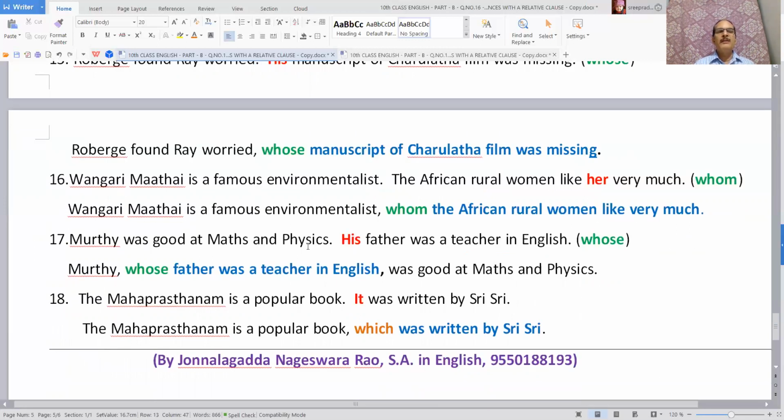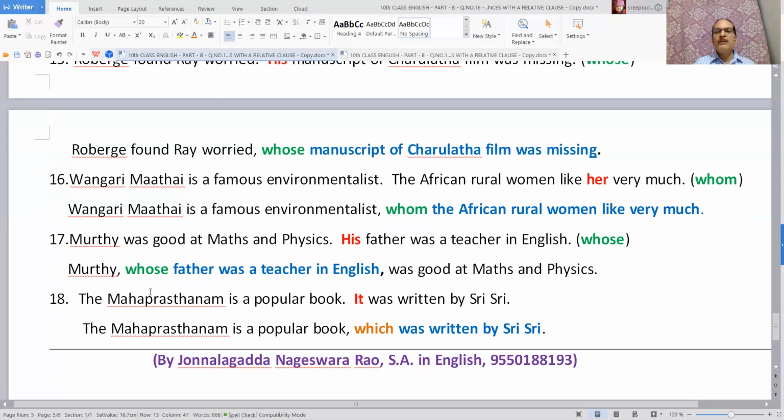Murthy was good at maths and physics. His father was a teacher in English. So Murthy is the subject in the first sentence, and his father is the subject in the second sentence. So both the subjects are different, and moreover, Murthy is a proper noun. So when a proper noun is given, we have to use a non-defining relative clause only. So Murthy, comma, his father means Murthy's father. So in place of his father, you have to write whose father. Whose father was a teacher in English. This is a non-defining relative clause giving extra information about Murthy.